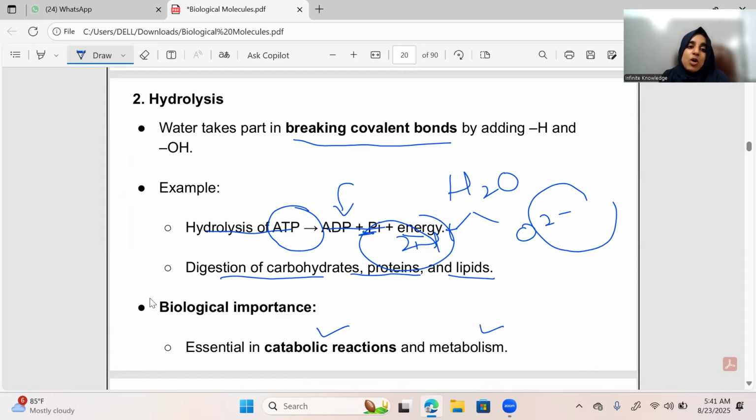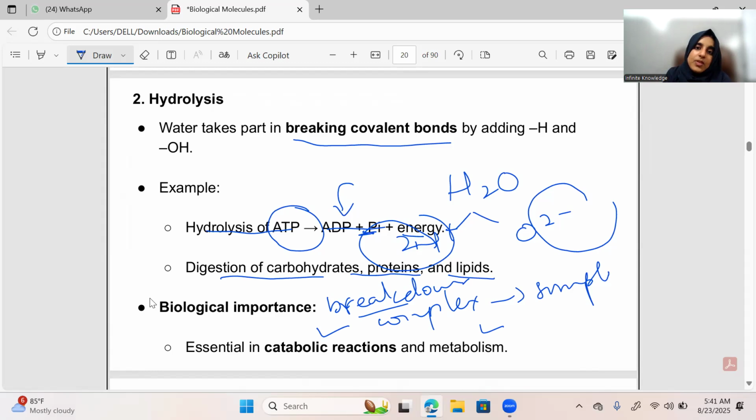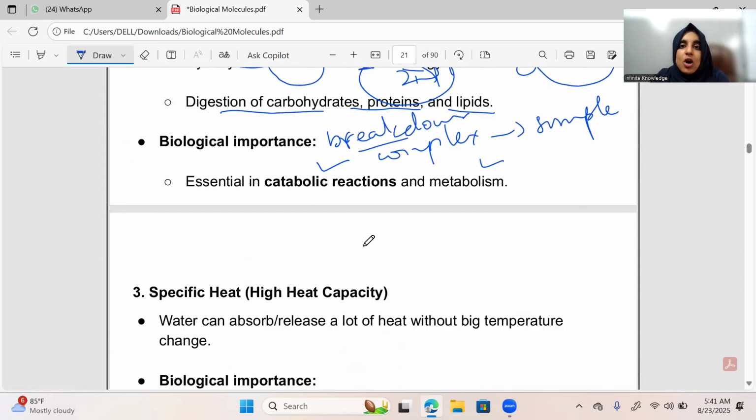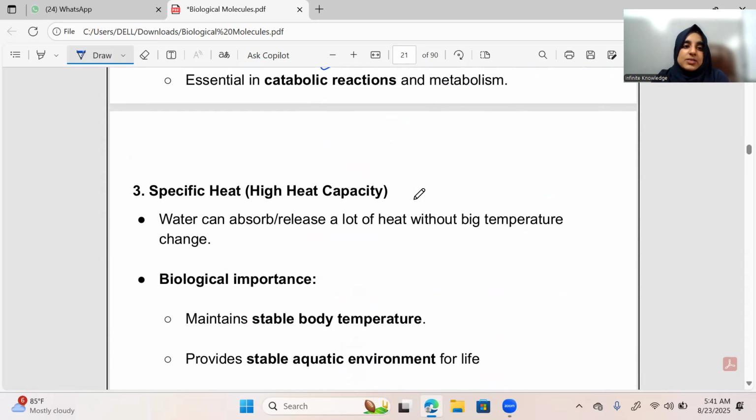Okay, what is catabolic reaction? Catabolic means break down. Okay, it means the breakdown of complex to simple. Okay, right? And what is anabolic? It means making from simple to complex molecule, right?